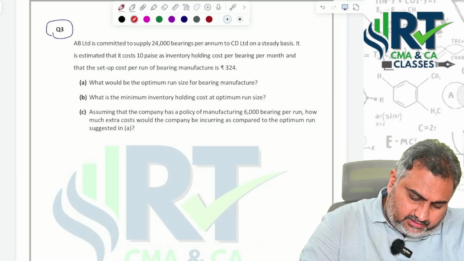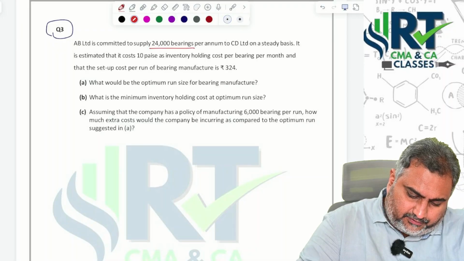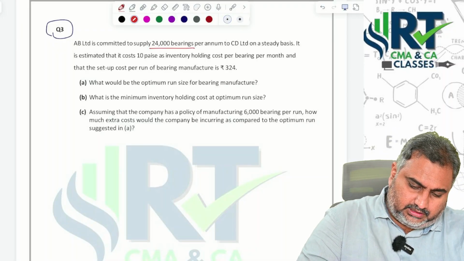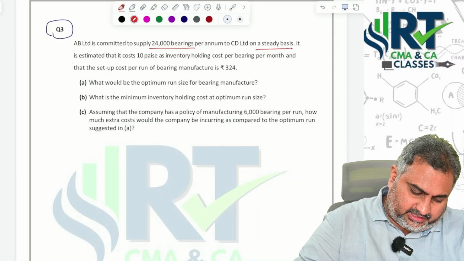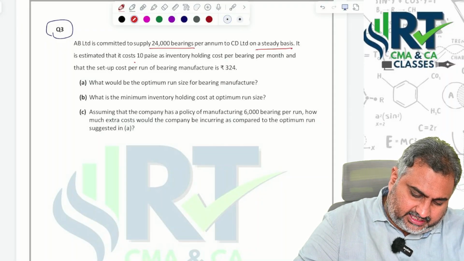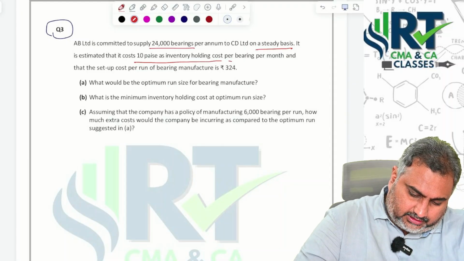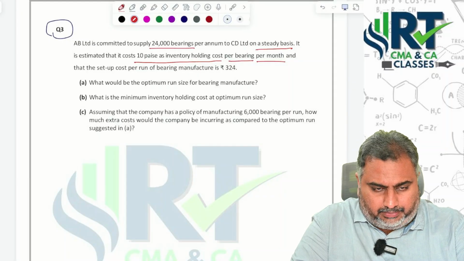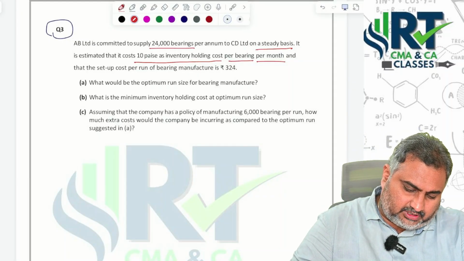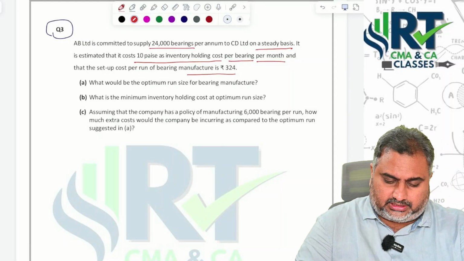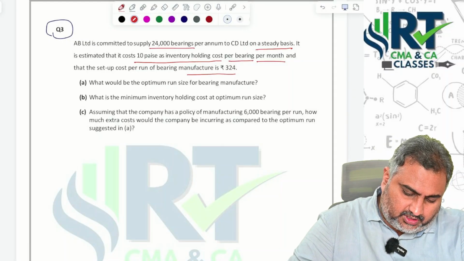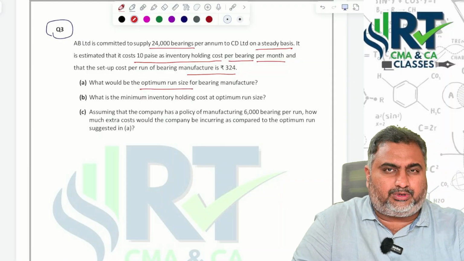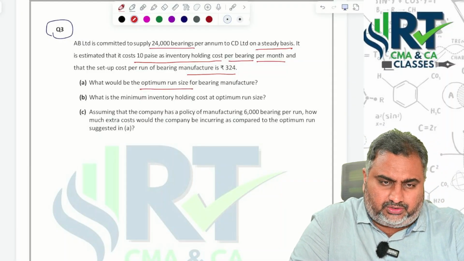AB Limited committed to supply 24,000 bearings per annum on a steady basis. It is estimated that 10 paisa as inventory holding cost per bearing per month, but always we required carrying cost per annum, and setup cost per run of bearing manufacture is 324. What they are asking, what is the optimum run size? Optimum run size means nothing but EBQ only.